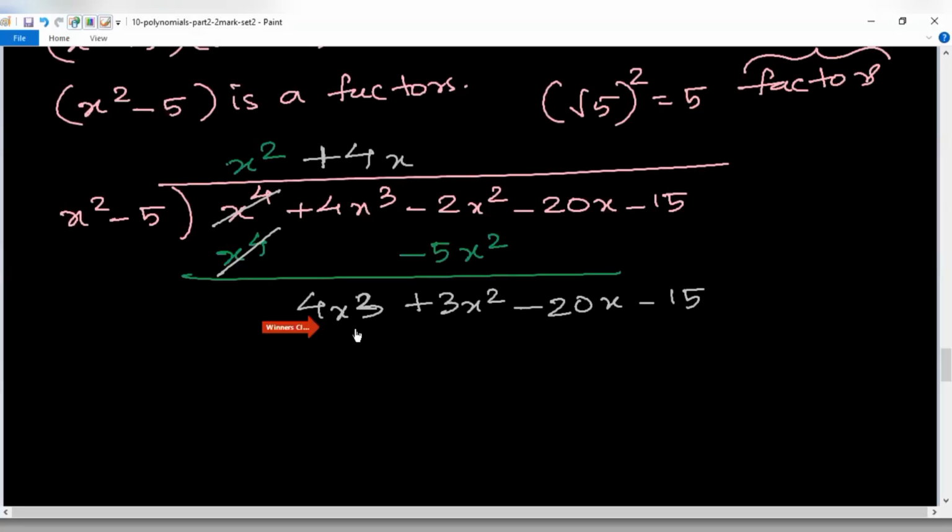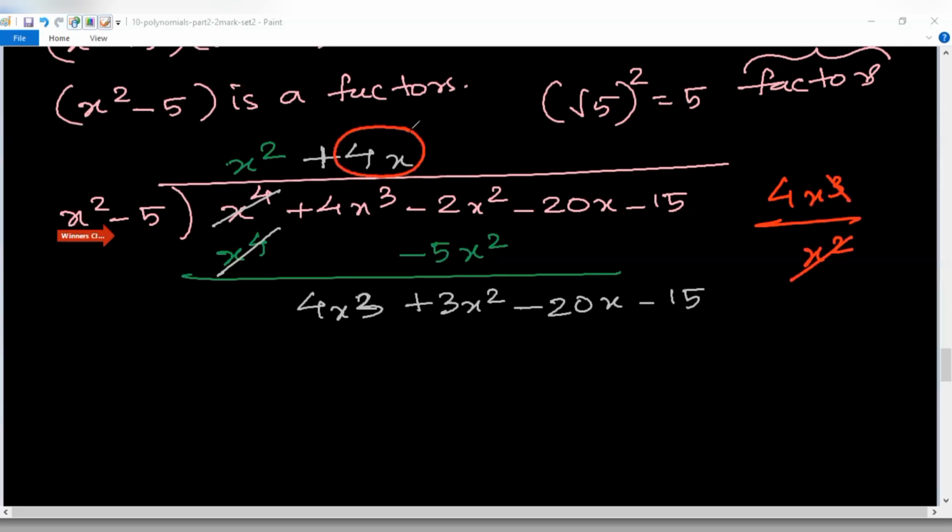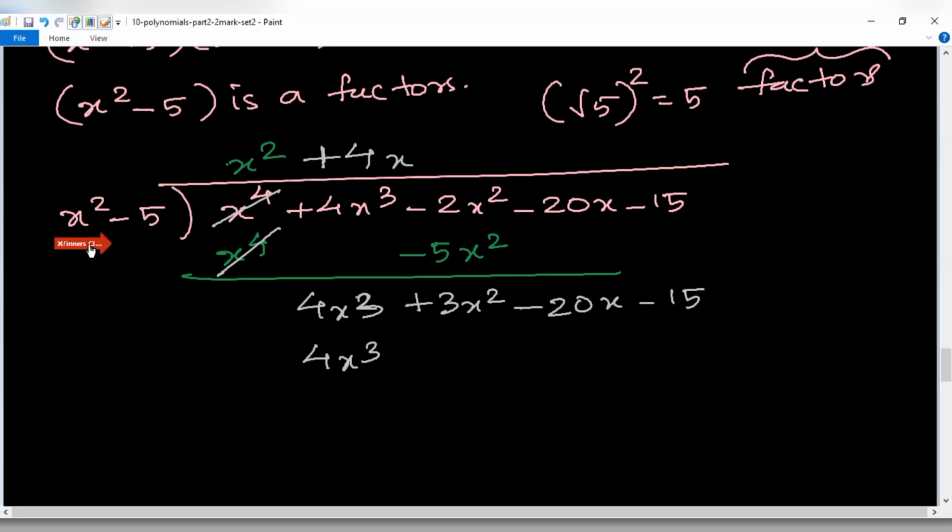See here it was 4x cube. No, by mistake I wrote it as 4x square. Now it is 4x cube. 4x cube divided by x square, we will get it as 4x. So we have to write 4x over here. Okay, so 4x into x square. 4x into x square is 4x cube. Next 4x into minus 5, minus 20x.